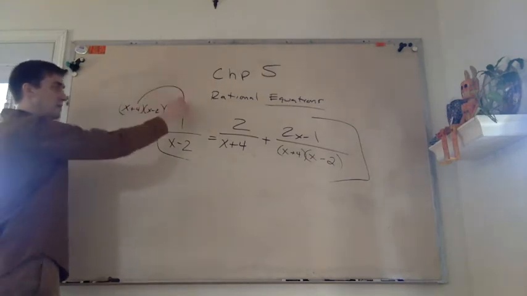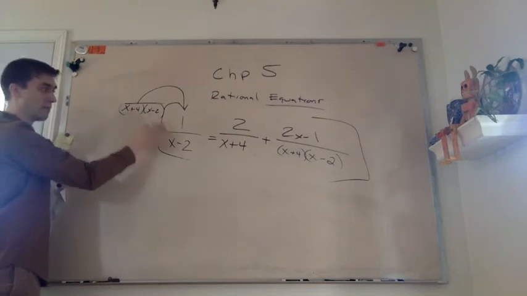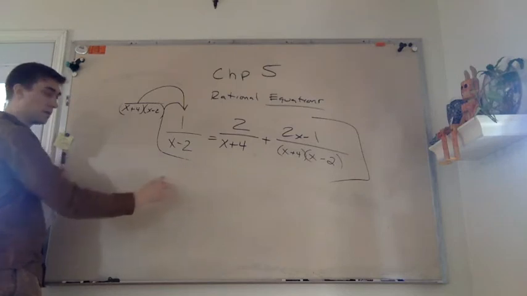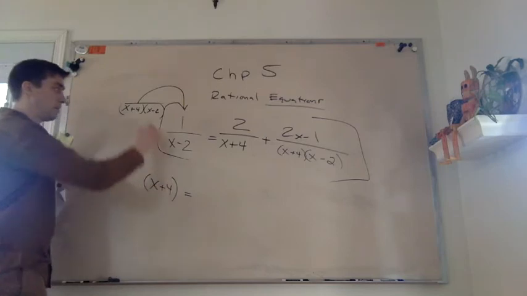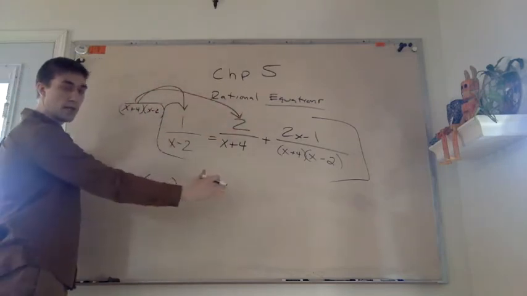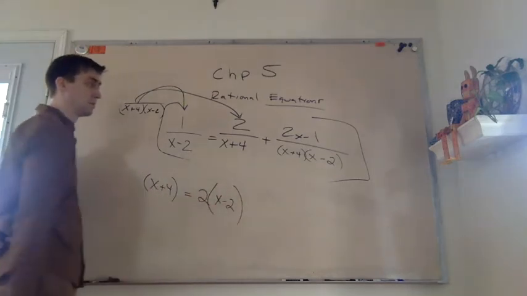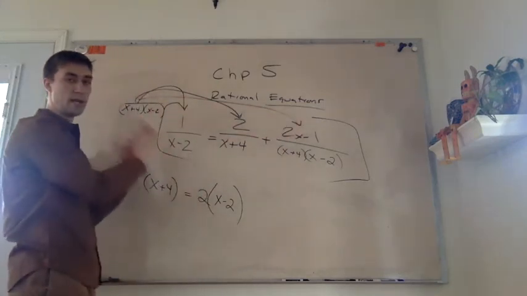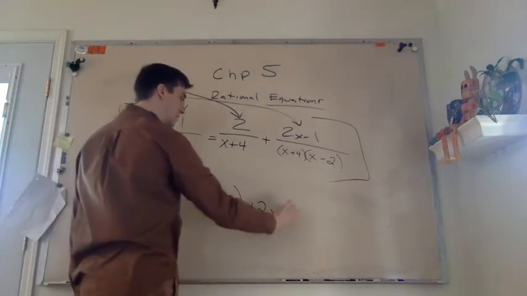All right, this multiplied by the first fraction, and look, I'm multiplying both of these things by the first fraction. When you do that, the x minus 2's cancel, and you just get x plus 4. Multiply this through by the second fraction. When you do that, the x plus 4's cancel, and you're just left with a 2 multiplied by x minus 2. And multiply this through by the third fraction. Both the x plus 4 and the x minus 2 cancel, and you're just left with a 2x minus 1.